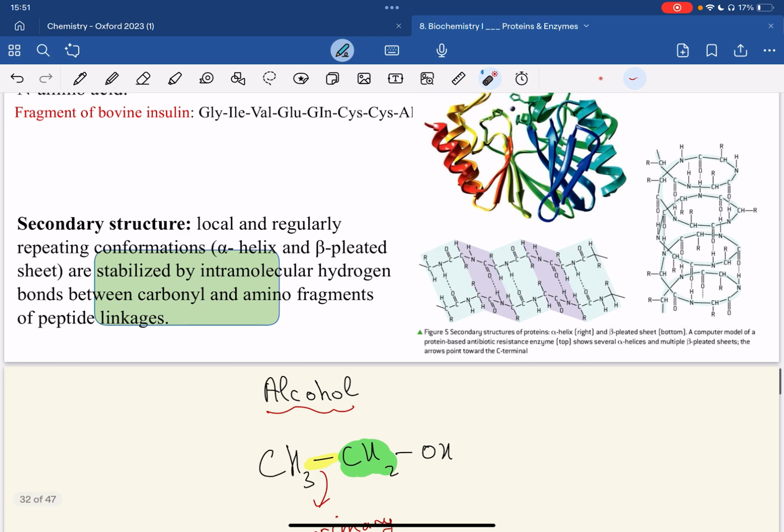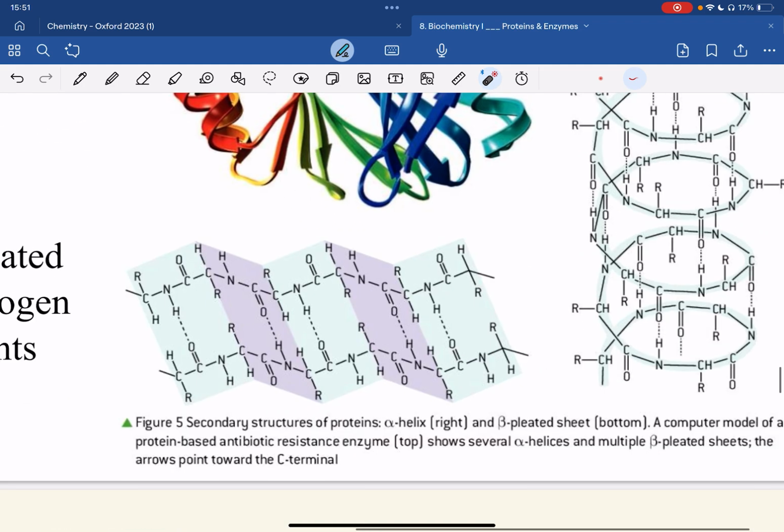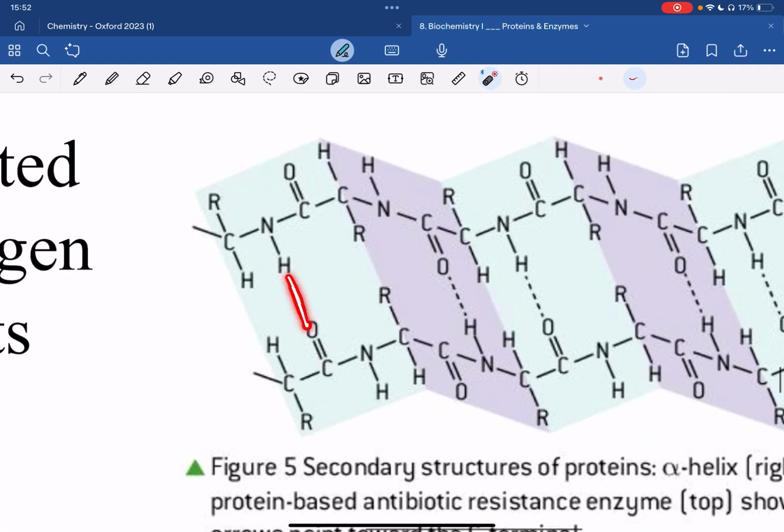So this is secondary structure. We have two types of secondary structure, and it is formed through intramolecular hydrogen bonds. You have to know the alpha helix and beta pleated sheets. In both of them, we see hydrogen bonding. Because of this hydrogen bonding, the primary structure folds and creates a secondary structure.